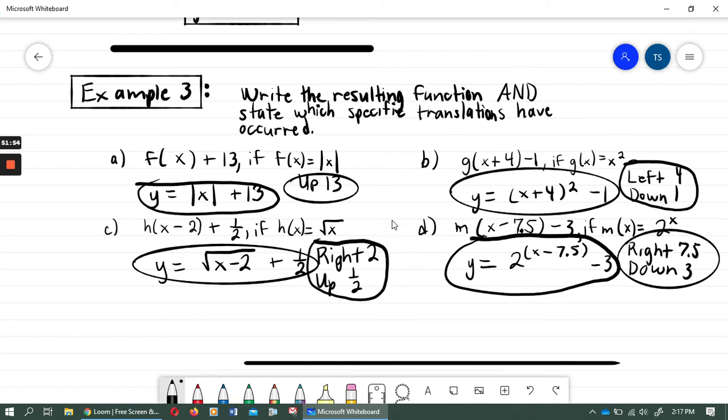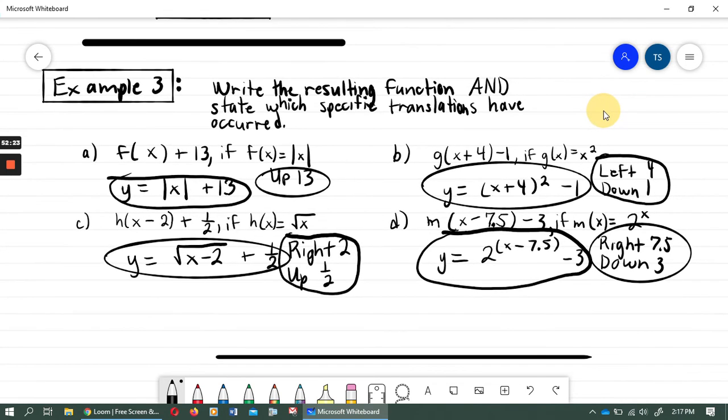So again, guys, they're giving us the parent function f of x, which is the absolute value parent function, and then they're asking you to perform that particular transformation. So if we're adding 13 on the outside, that's going to be the translation of up 13. And again, the way that the result of that equation is going to look is y equals the absolute value of x plus 13 on the outside, right?